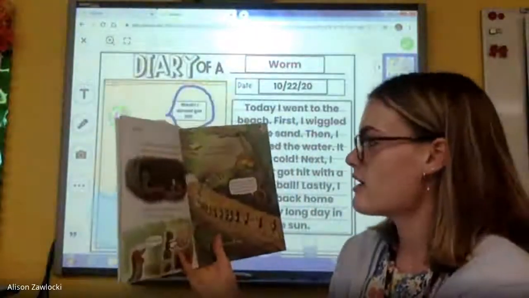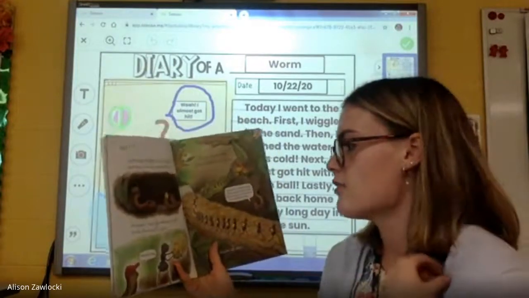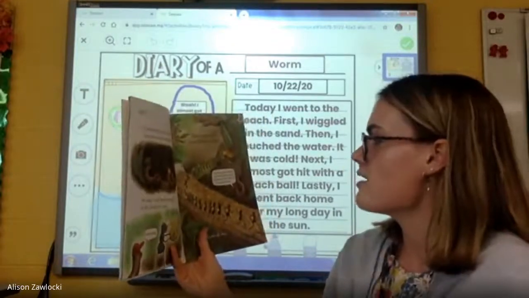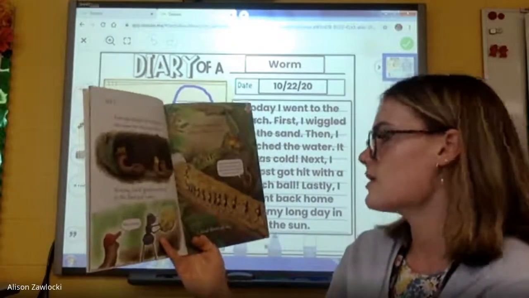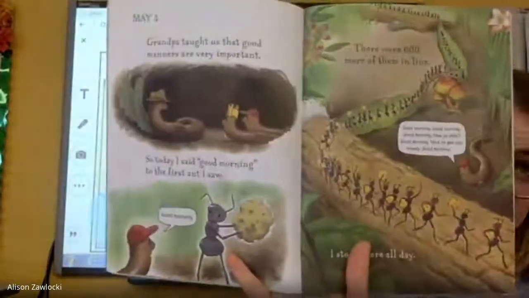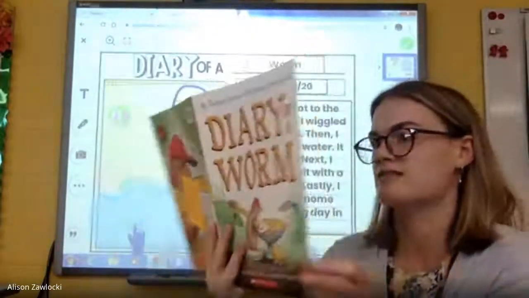May 1st, Grandpa taught us that good manners are very important. So today I said good morning to the first ant I saw. Good morning. There were 600 more of them in line. Good morning, good morning. How you doing? Good morning. Nice to see you. Howdy, good morning. I stood there all day. So all day this day he said good morning to ants.